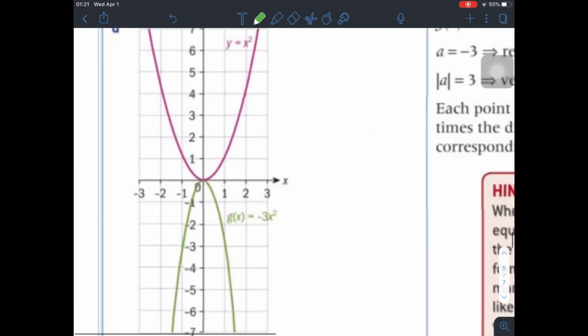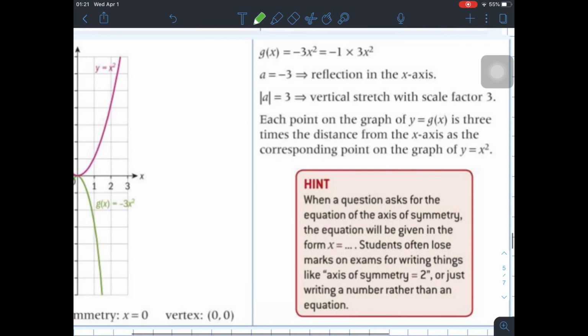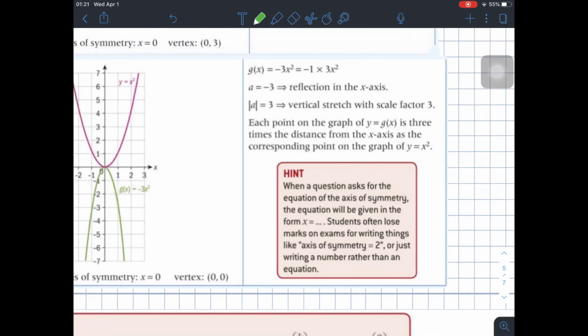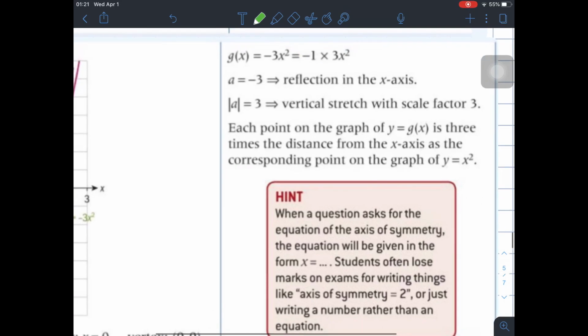You see we get exactly that, right? It's reflected and it's narrower than the original. It says g of x equals negative 3x squared, which is the same as saying minus 1 times 3x squared. A equals negative 3, that's a reflection in the x-axis, and the absolute value of a equals 3, which represents a vertical stretch with scale factor 3.